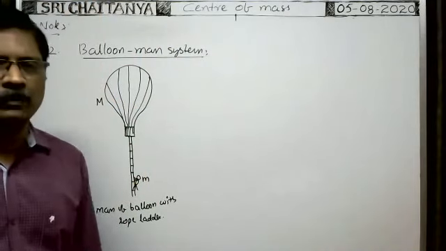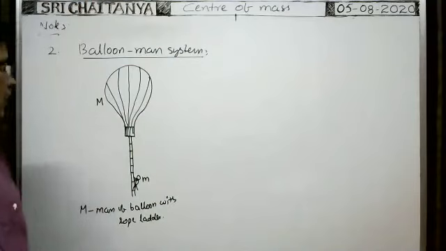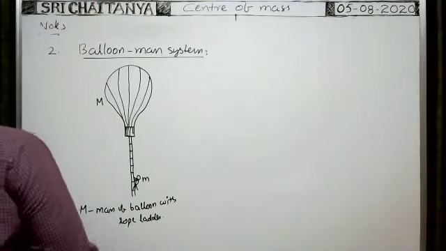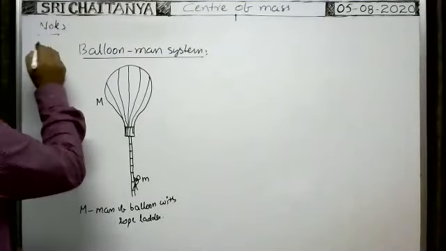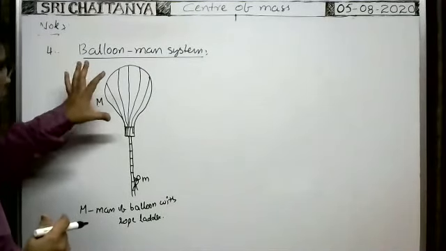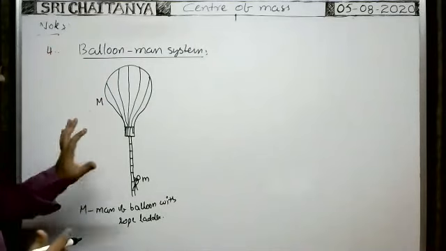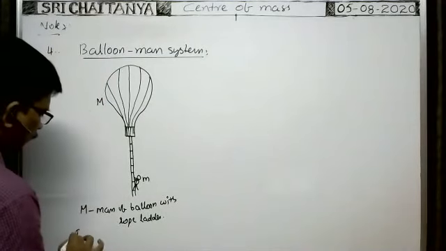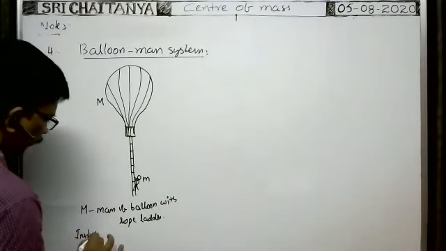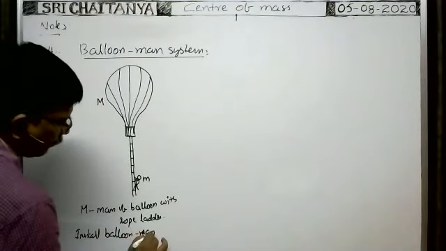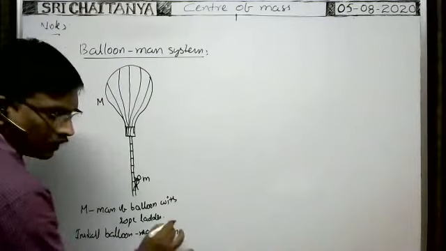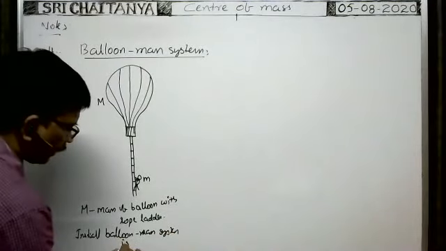It is under equilibrium now. Okay. Fourth note. Okay, I will write the fourth note. This is the fourth note. Now here the balloon-man system is under equilibrium initially. Balloon-man system is under equilibrium.